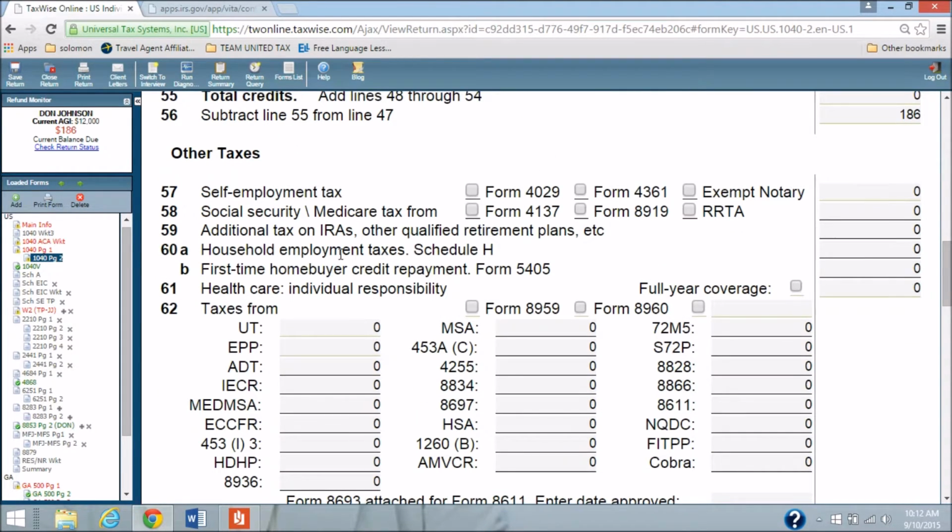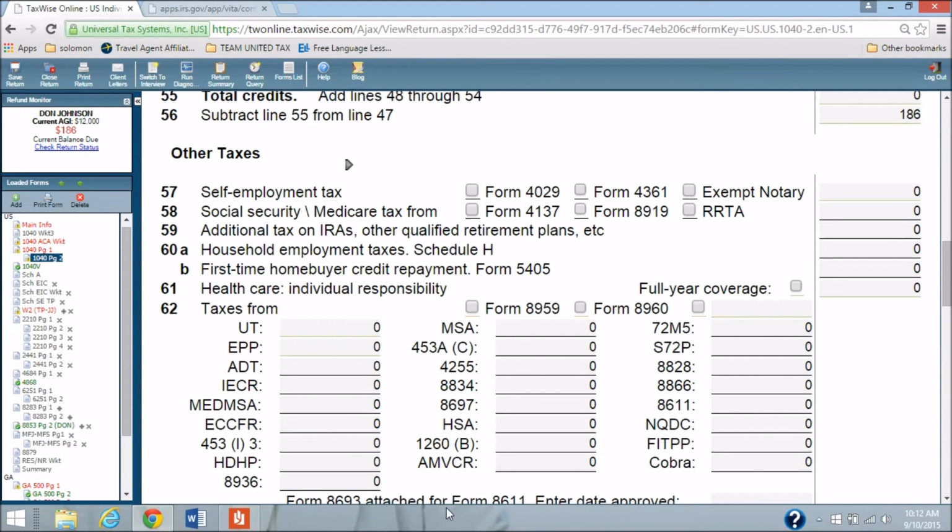Other taxes, as I showed you before, self-employment is a big one. Anytime you do a Schedule C, you're going to see an amount here. So Social Security, Medicare tax, we really don't see a lot of people owing taxes in this area. Additional tax on IRAs and qualified retirement plans, I never see any of this down here. 90% of the people won't have this. 95% of the people won't have anything in this area down here.